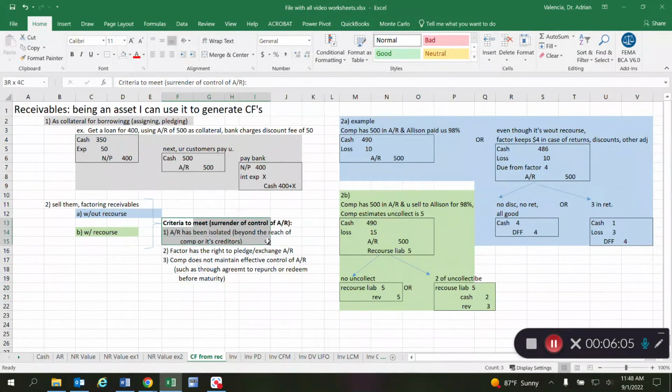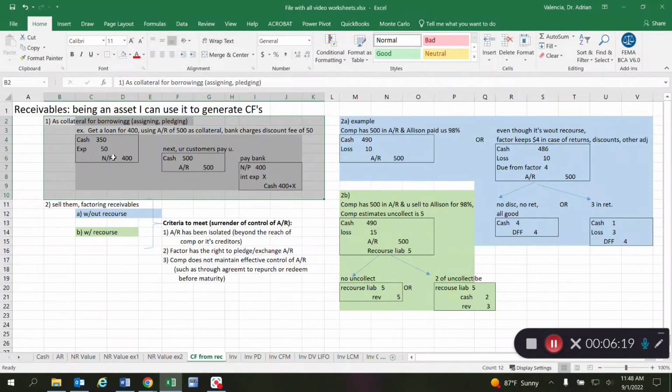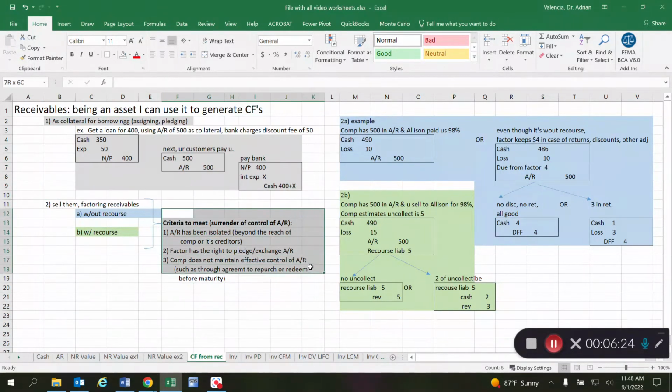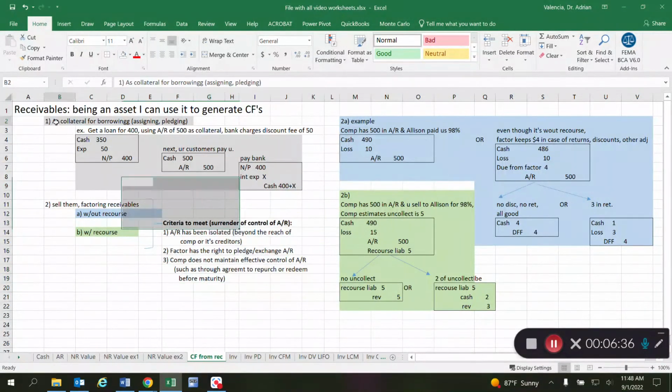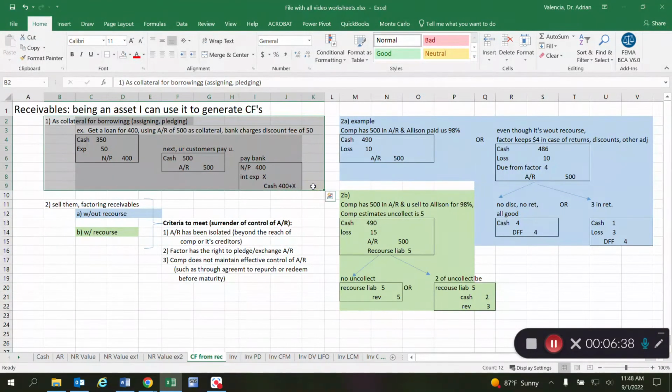If any of these criteria are not met, then any transaction in which a company generates cash flows from receivables is most likely going to be considered a borrowing, in which case a liability would have to go in the books. Okay, so I hope you can appreciate that this criteria here is to make sure that if we are going to recognize it as a sale, that it is a surrender of control. If it is not a surrender of control of the accounts receivable, then it by default goes back to a borrowing in the way that we have to recognize it.